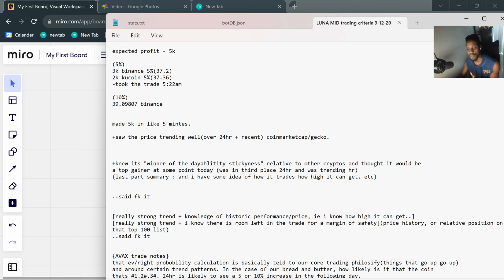You guys can see here, I saw the price trending well over the 24 hours on CoinMarketCap, right? And you see here I wrote this as well: the winner of the day, likability, stickiness. I put it in quotes because it's something very hard to capture in a computer, right? It's a bit of intuition now, but you'll see why it matters, what I said in step one coming back, relative to other cryptos.